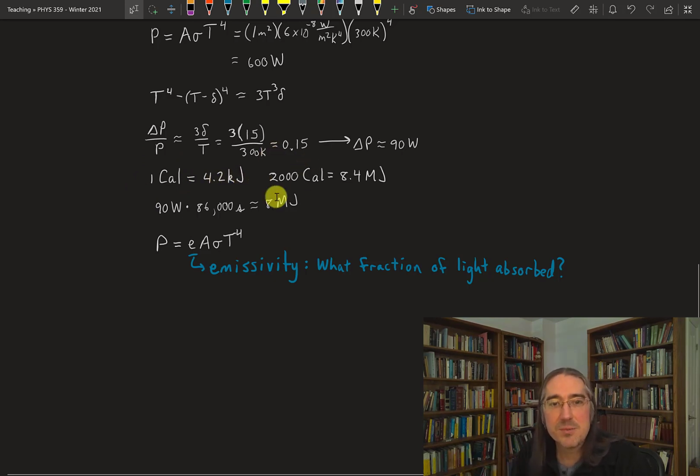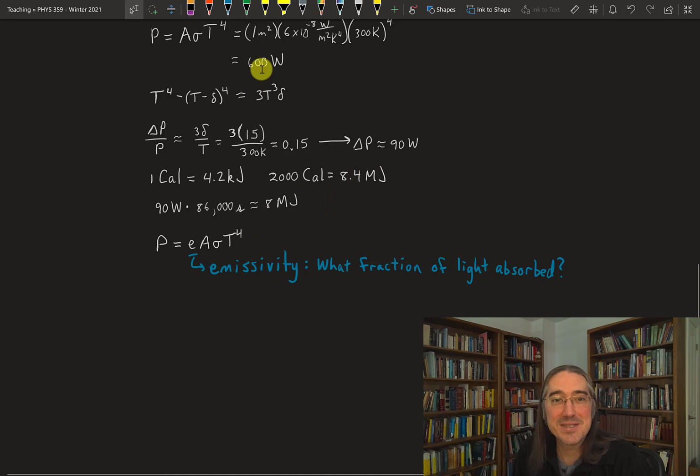Average diet's supposed to be 2,000 calories a day. Multiply it out, 8.4 megajoules. Okay. If you're losing 90 watts to radiation, and a day is about 86,000 seconds long, that's about 90,000. 9 times 9 is 81. So that's 8 megajoules. Okay. Hey, that's how many you ate.